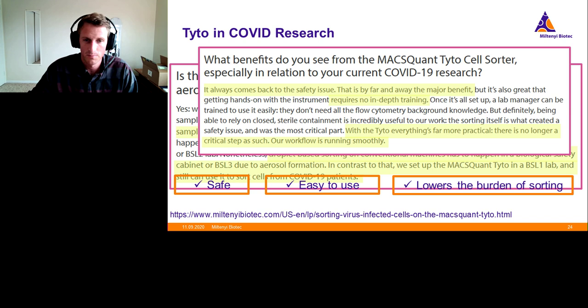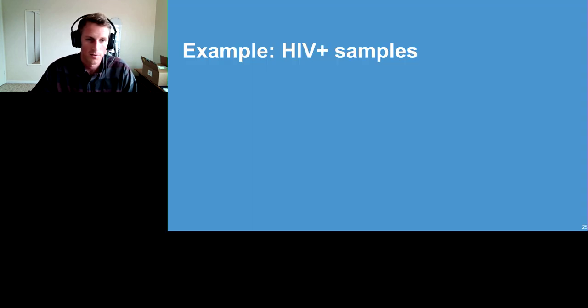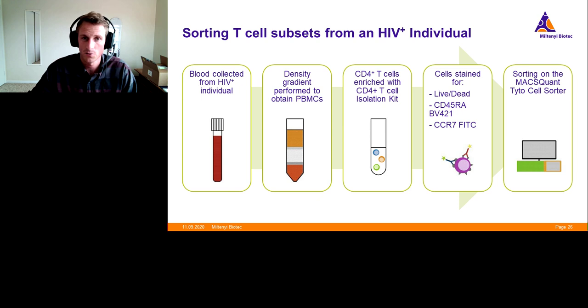Again, safety is by far and away the major benefit according to them. It doesn't require in-depth training. This is particularly good for groups that don't have a lot of experience on cell sorting systems, and if you want to be as hands-off as possible. And then finally, there's no issue with containment and the operator burden of any sort of cleaning and decontamination is really a lot different. So with that, I'll move into some actual data on their HIV sorting.